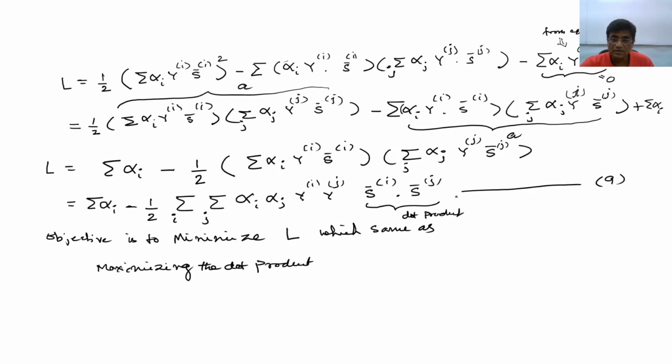So I need to calculate only the dot product of the support vectors and maximize it. Whatever will be the maximum value for L will correspond to this vector. I will figure out W, and I will get B, and my design will be complete.